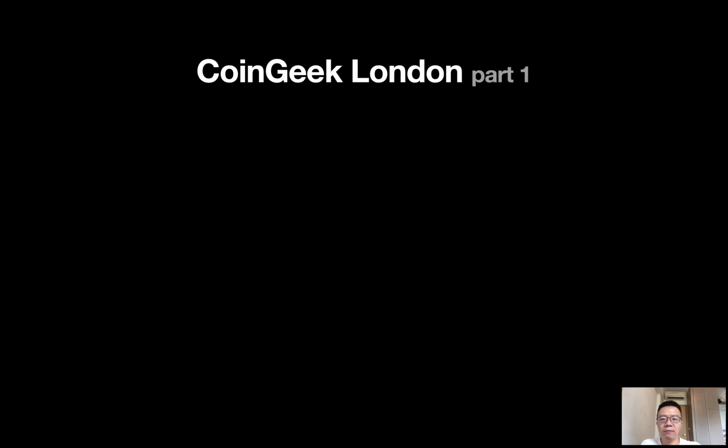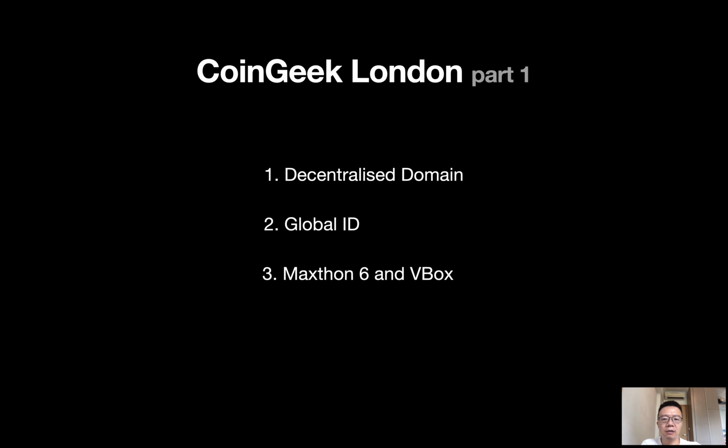I shared several areas I'm more interested in. The first is decentralized domain. The second is global ID. The third is Maxthon 6 and VBox.